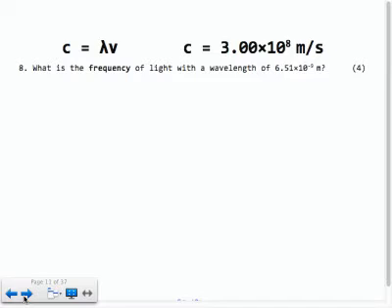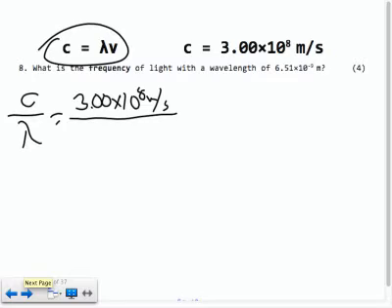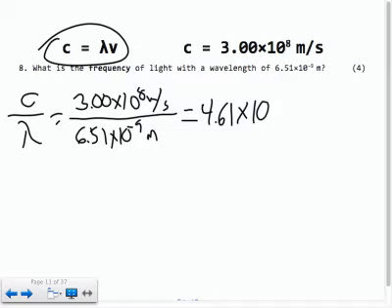What is the frequency of light with a wavelength of 6.51 times 10 to the negative 9th meters? Well, here's the formula for speed of light, wavelength, and frequency. And to find the frequency, we take the speed of light divided by the wavelength. So in this case, we have 3.00 times 10 to the 8th meters per second divided by 6.51 times 10 to the negative 9th meters. So with three significant figures, that comes out to 4.61 times 10 to the 16th hertz, or waves per second.